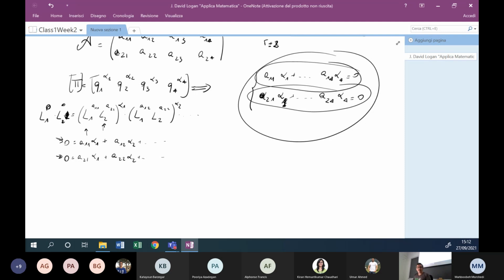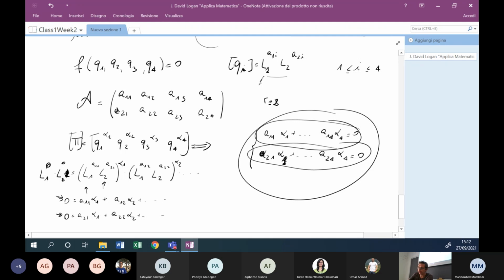Now, since by assumption the rank of this matrix is equal to 2, I can assume, for simplicity, that the independent columns are the first two. So this is an independent column and this is another independent column. And the other two columns can be expressed in function of these two.